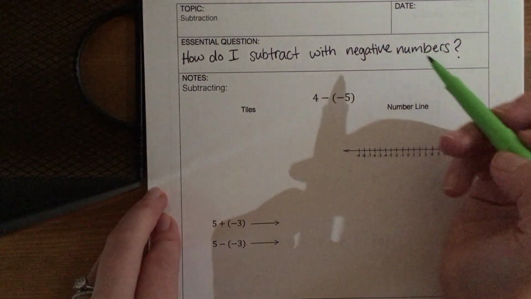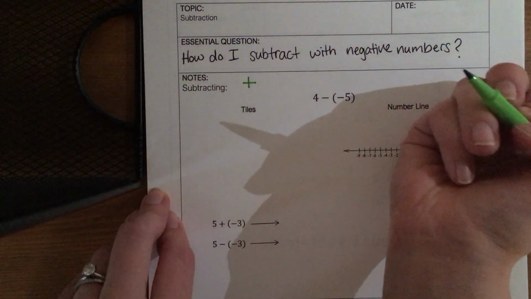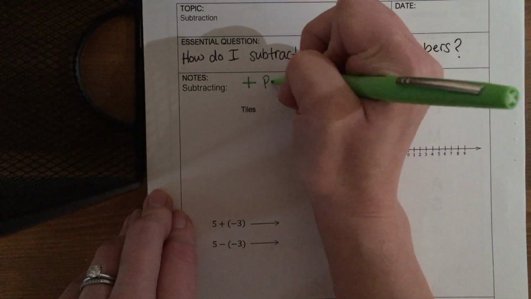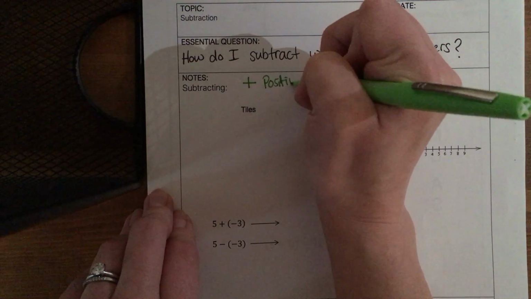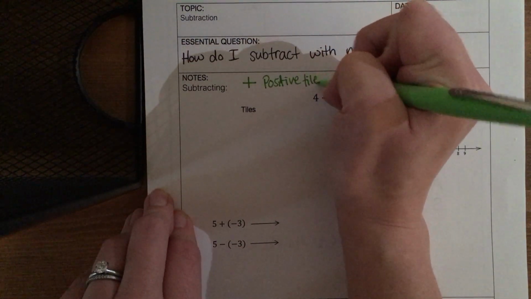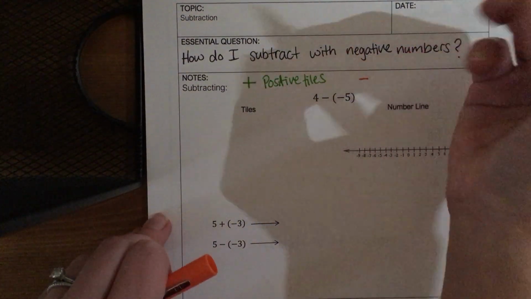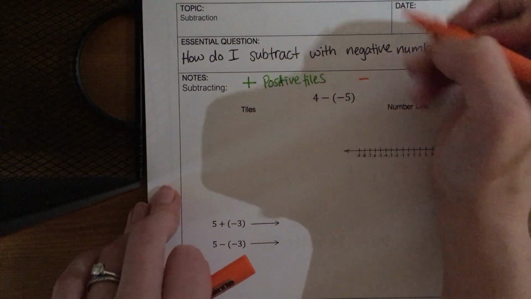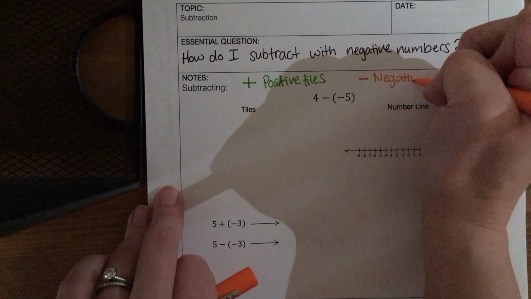The first thing is that whenever you are working on a new set of problems, you want to identify how you are differentiating between positives and negatives. So I'm going to use plus signs. Sometimes I'm going to try to make sure they're green for my positive tiles. And I'm going to use a negative sign, and I'm probably going to try to use orange because I don't have a red marker for some weird reason, as my negative tiles.